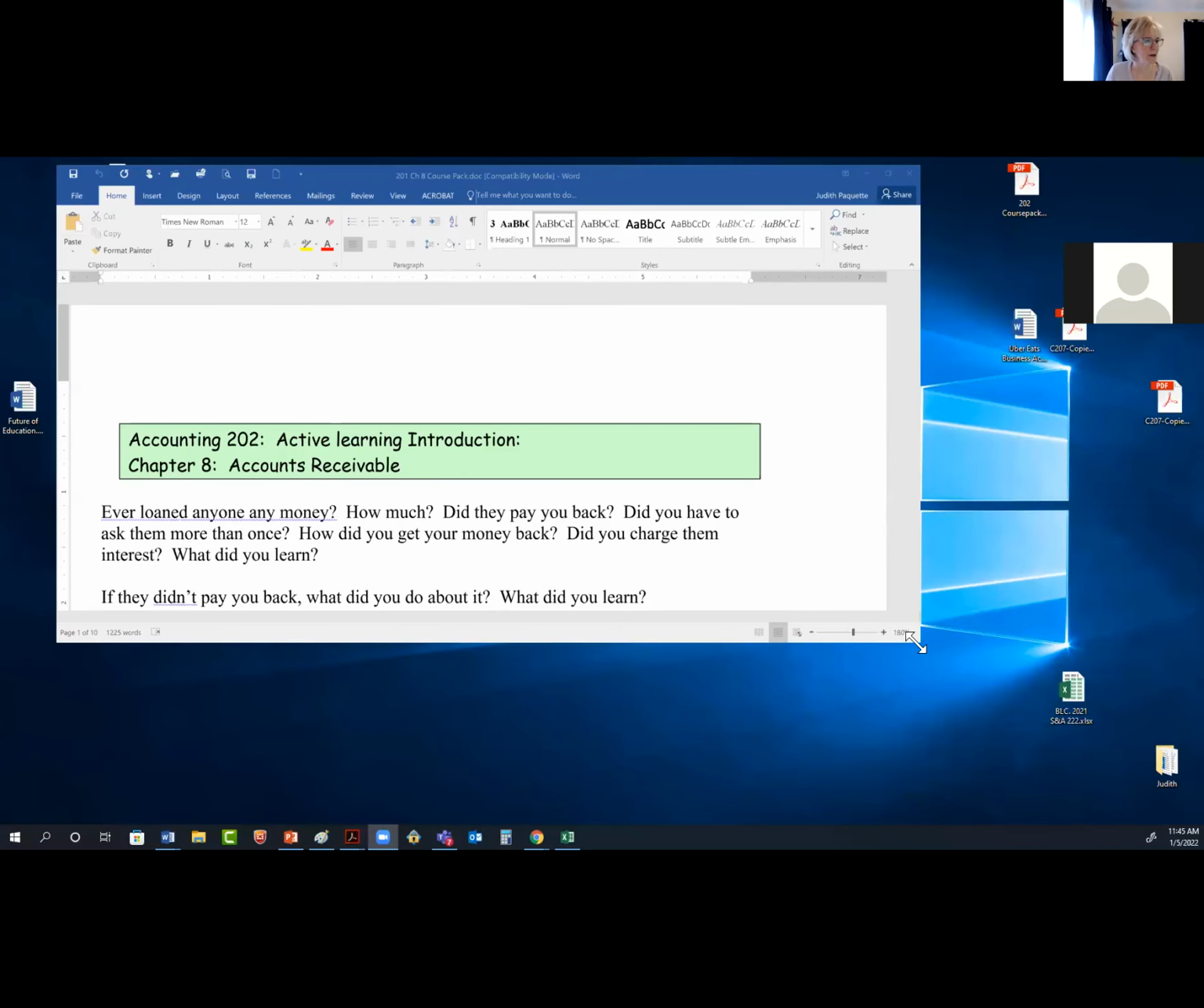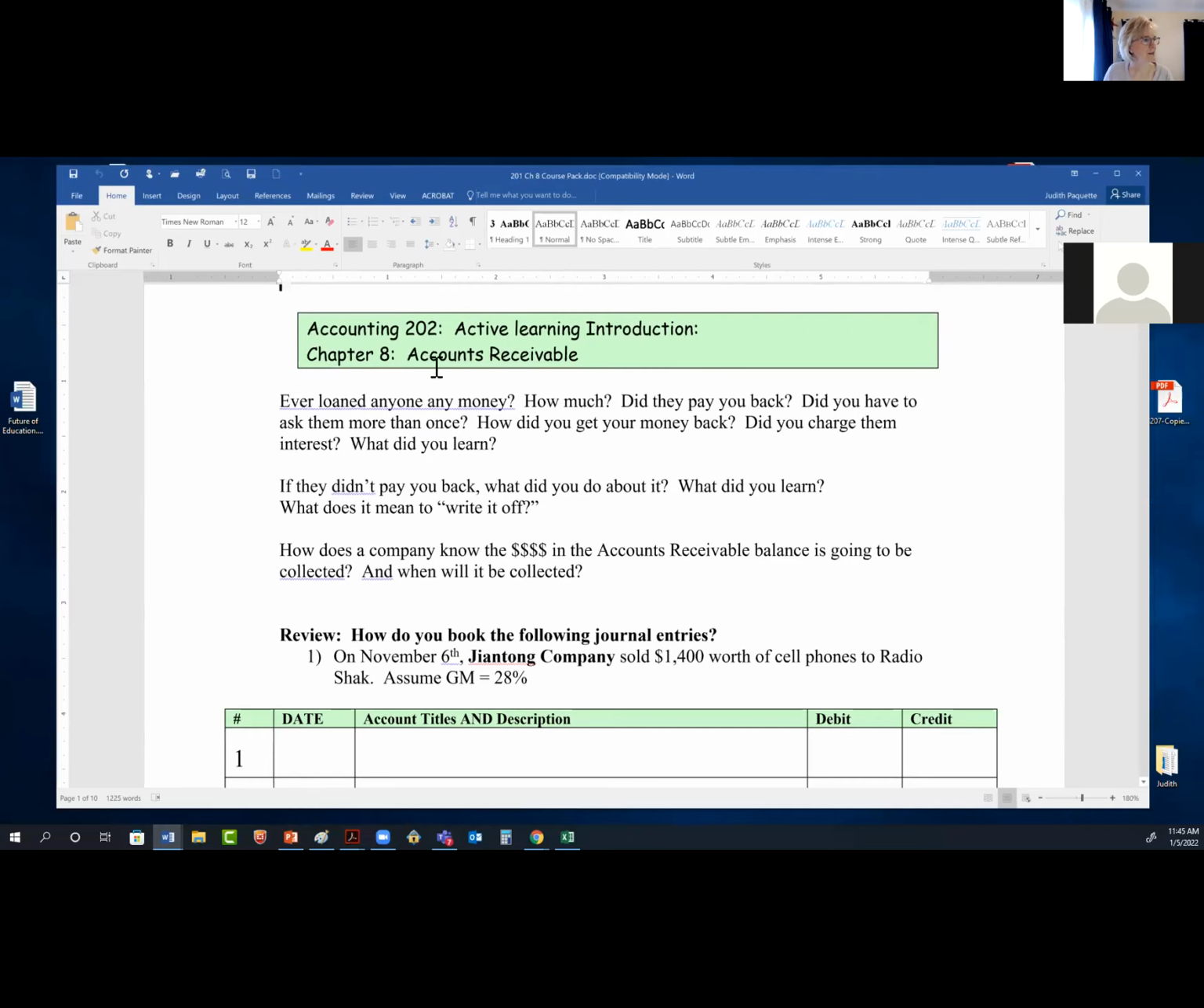All right. So here we go. Chapter 8 course pack. So I want you to look at this first paragraph. Have you ever loaned anybody any money? How much did you loan? And you can be as honest as you like here, and in the chat, maybe put something in there to answer these questions.